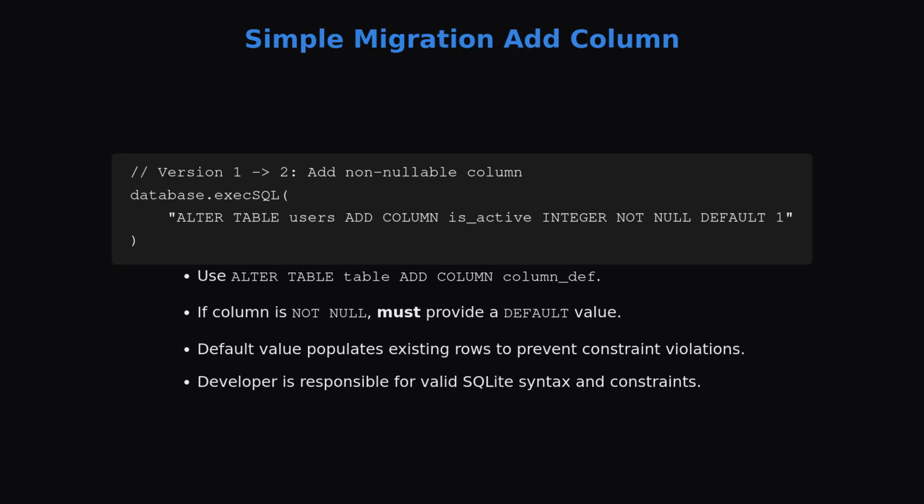Room does not validate the SQL syntax or semantics. The developer is entirely responsible for ensuring the SQL adheres to the SQLite dialect and all defined constraints. Once defined, the migration object must be passed to the database builder using Room.databaseBuilder(...).addMigrations(MIGRATION_1_2).